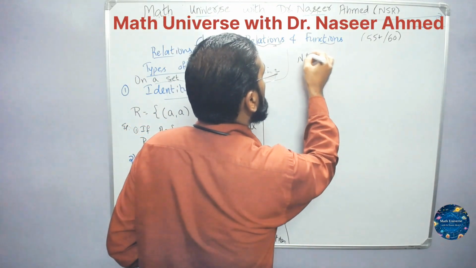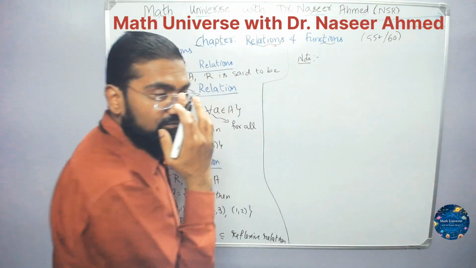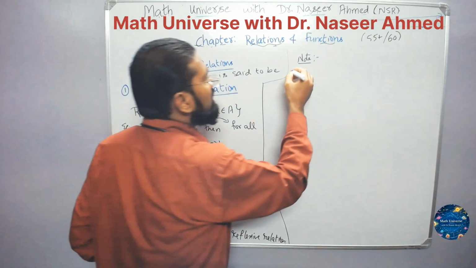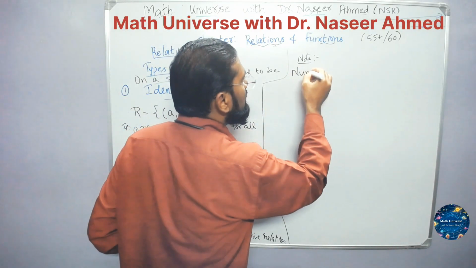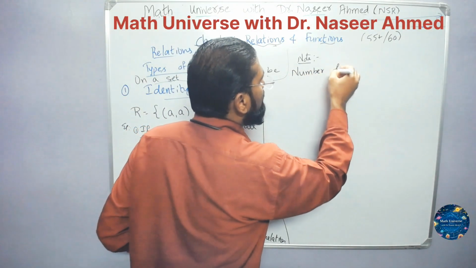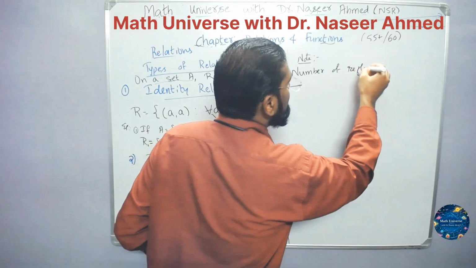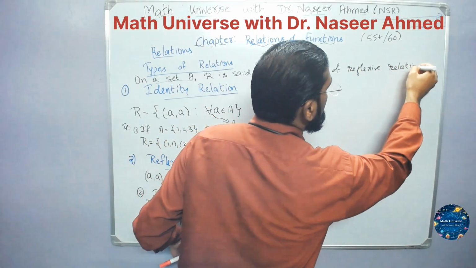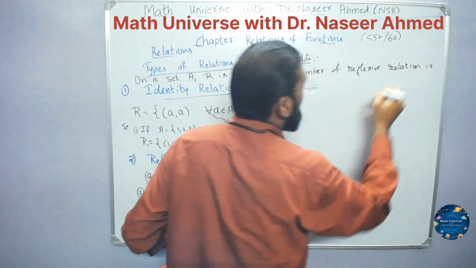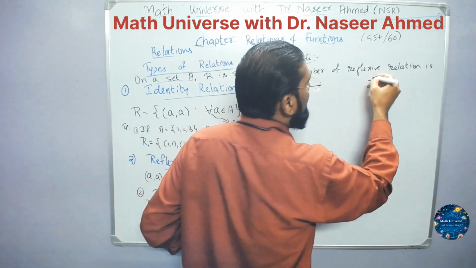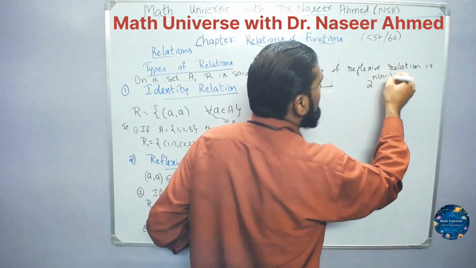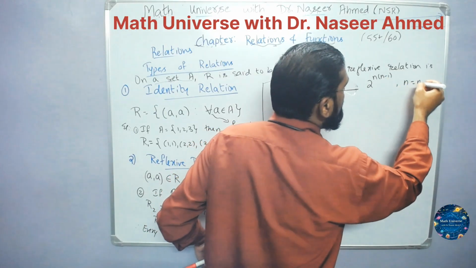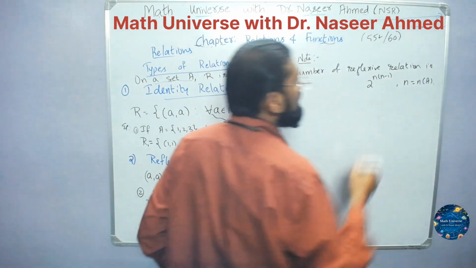What would be the formula to find the number of reflexive relations? The number of reflexive relations is given by 2 to the power of n into n minus 1, where n is equal to the number of elements in the given set A.